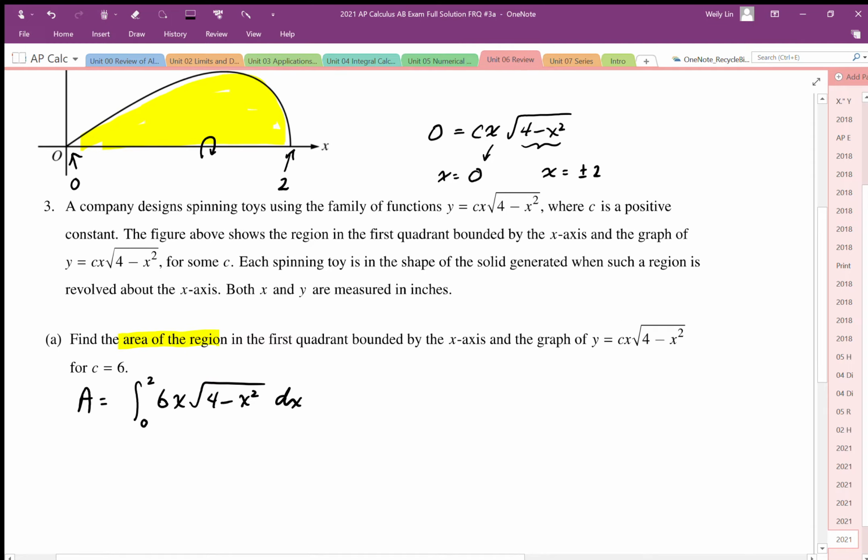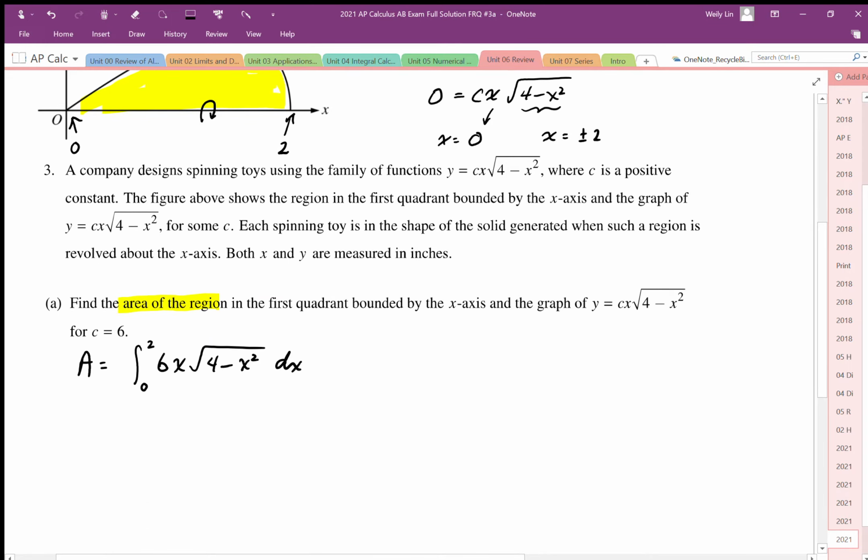This involves a substitution to be able to integrate this. So we're going to use our substitution as the inside function is going to be u. So we're going to let u equal 4 minus x squared. And then du is equal to negative 2x dx. Since I have my x dx here, I can algebraically rearrange this to du over negative 2 is x dx. So I'm going to replace the x dx with du divided by negative 2.